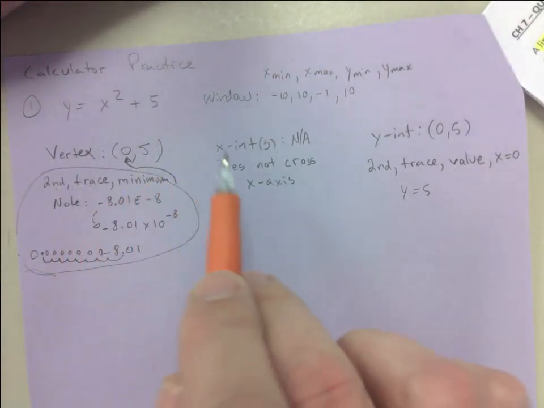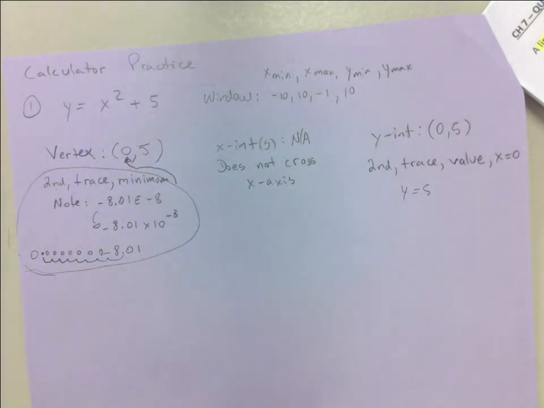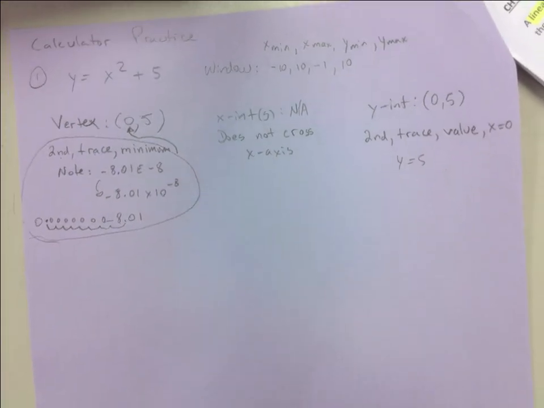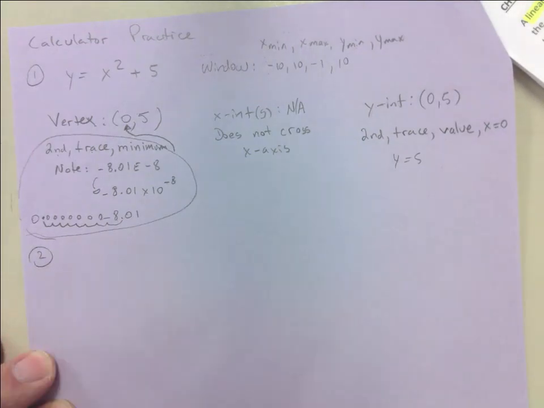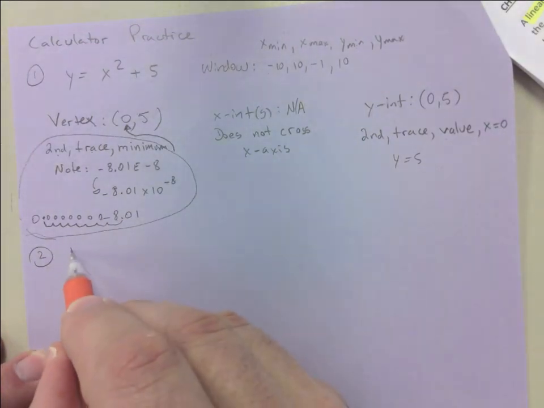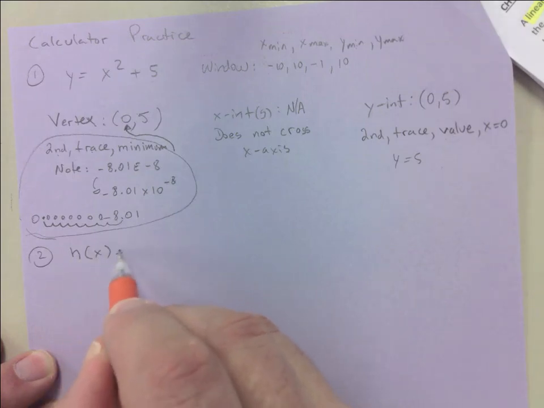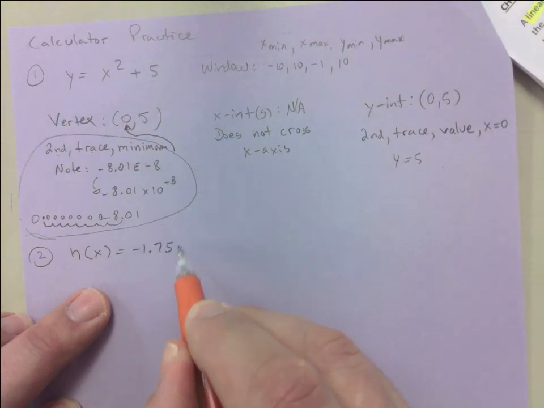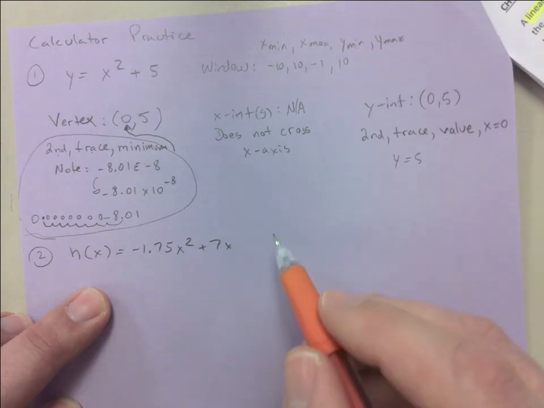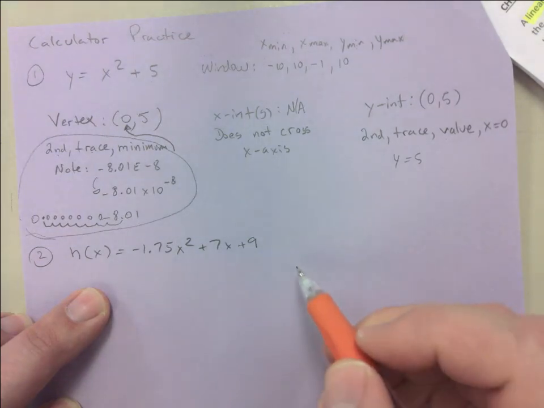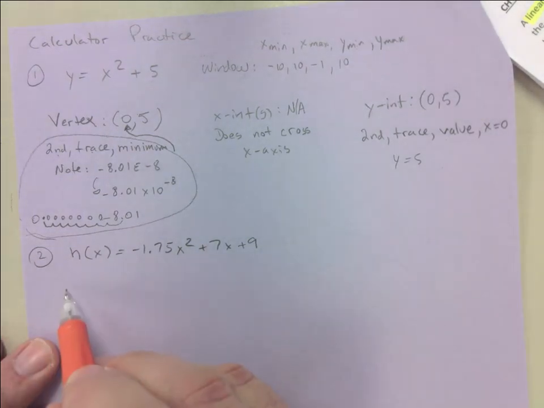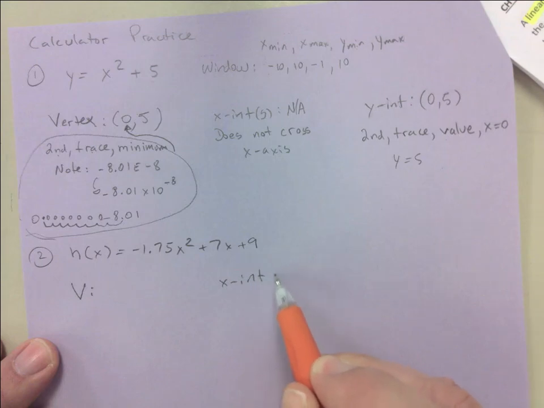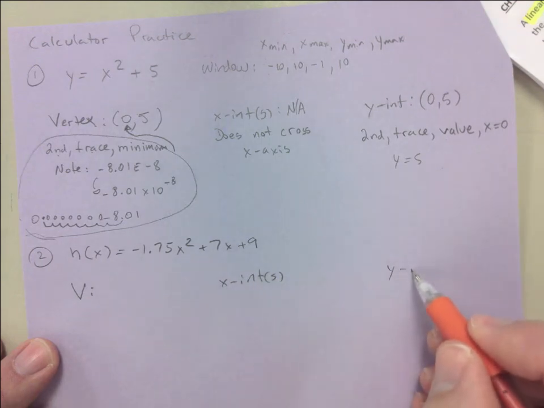I want you to find the vertex, the x-intercept, or intercepts. It will depend. And the y-intercept. Okay. So here are some more. This is the second one. Try this one. H of x is equal to negative 1.75 x squared plus 7x plus 9. You're going to tell me what the vertex is, the x-intercepts, and the y-intercept.